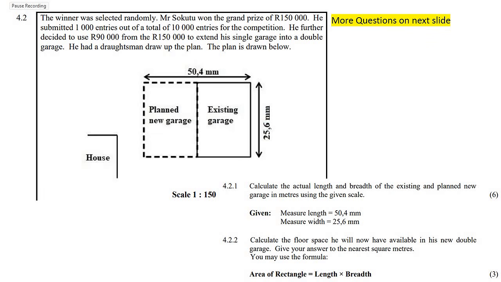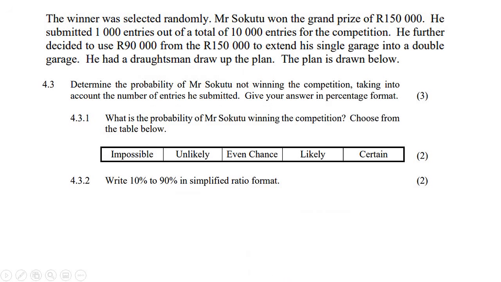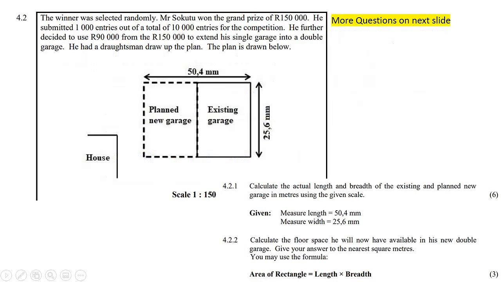Alright, so this question does carry on. We've got this part over here and then this part over here. The winner was selected randomly. Mr. Sokoto won the grand prize of 150,000. Okay, so this part's a bit weird. It makes you think like there was a previous question. Just don't worry about that one.